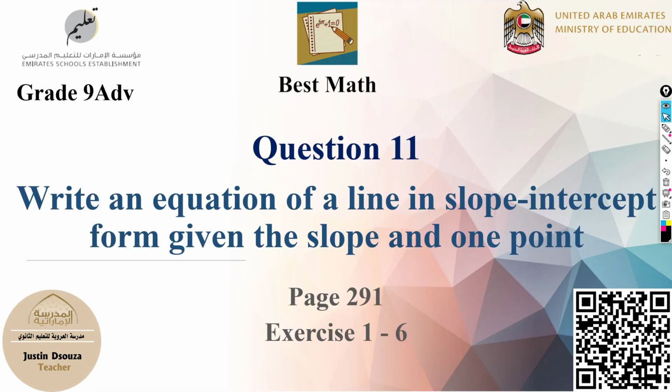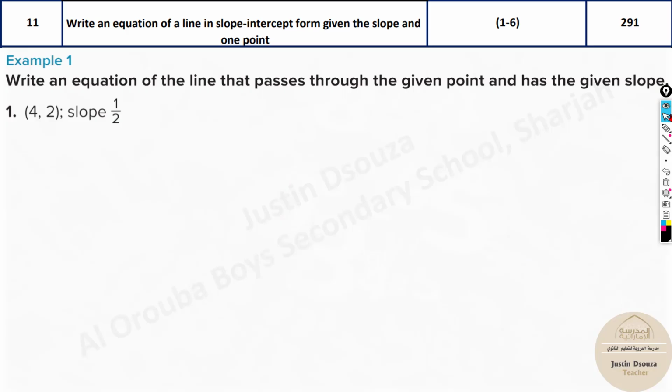Moving on to question number 11, we are supposed to write the equation of a line in slope-intercept form, given the slope and 1 point. Here it is mentioned clearly, there's only slope given and 1 point. How would we do it? So let's look at a problem and solve. Here we have been given a slope and a point, and we have been told to write the slope-intercept form for this particular line that passes through this point with this slope. So the slope means m, right? m is given as half.